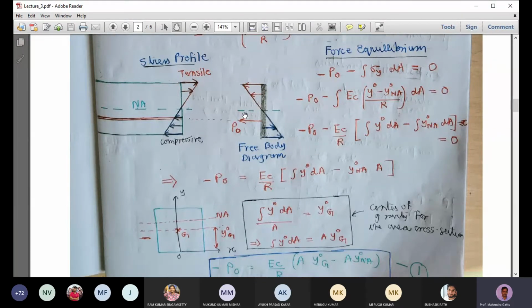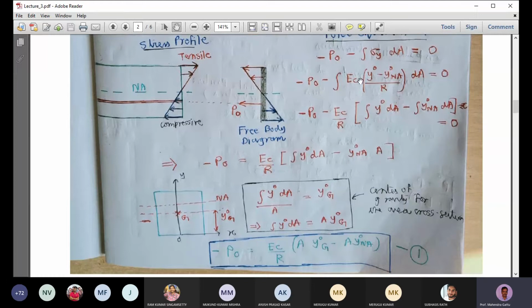Okay, so the force equilibrium means that the sum of all the forces in the horizontal direction is 0. Let's take x to the rightward direction. So we have minus P naught and minus integral of sigma dA, that is 0. So we can substitute E epsilon instead of sigma. So E concrete times epsilon is (y naught minus y na) by r. So we can simplify it further. We can take EC by r common, and we have integral of y dA minus y na times integral of dA.